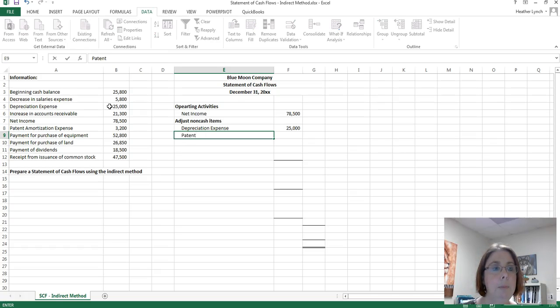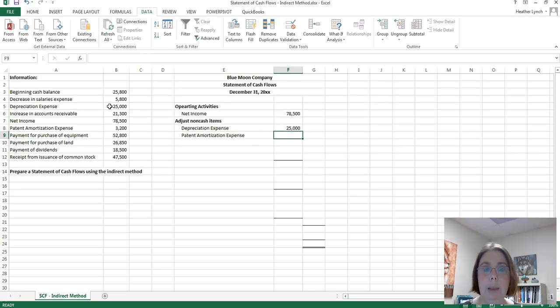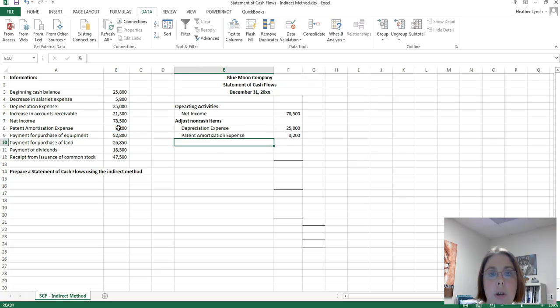We have another one on here: the patent amortization expense. Again, we're reducing that patent every month. It affects the income statement, but it's not cash. It's a non-cash item. And that amount is $3,200. I think we've got all of them. Salaries affect cash, accounts receivable affects cash, and all these other things. Everything else on here is related to cash.